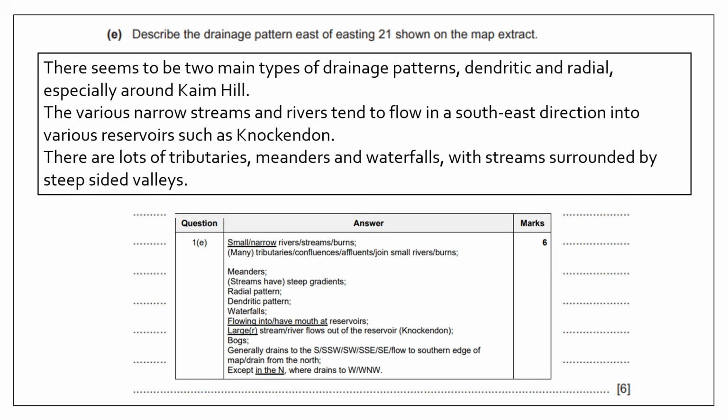So when I look at the mark scheme, yep, small narrow rivers and streams, got that. Many tributaries, confluences, affluents, join small rivers, got that. Meanders, got that. Radial pattern mentioned, dendritic pattern mentioned, waterfalls mentioned, flowing into reservoirs mentioned, generally drains in a southwest direction, southeast direction, depending where you're looking, mentioned. So yeah, lots of points simply by looking at the map, looking at the direction of flow, looking at if the river's narrow, what features I can see that all apply to drainage patterns. So looking at the amount of water flowing through that area and in what sort of pattern they are in.